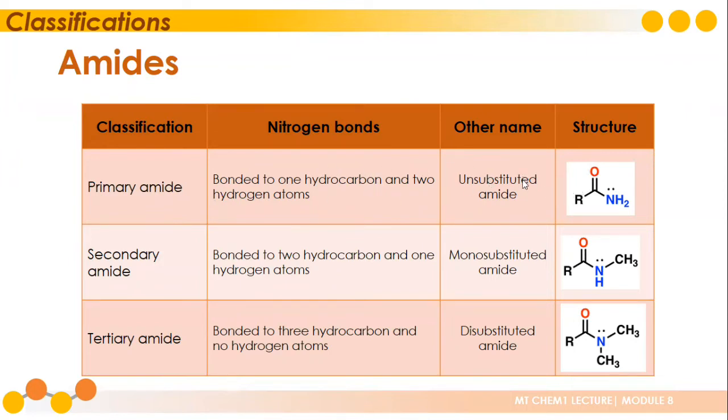The other name for a primary amide is an unsubstituted amide. For secondary amide, the nitrogen is bonded to two hydrocarbons and one hydrogen atom. There is one hydrogen atom present in here. For tertiary amide, on the other hand, at this point, we don't have hydrogen atoms anymore, and all of the bonds of nitrogen are bonded to a hydrocarbon. Secondary amide is also called a monosubstituted amide, and the tertiary amide is called a disubstituted amide.